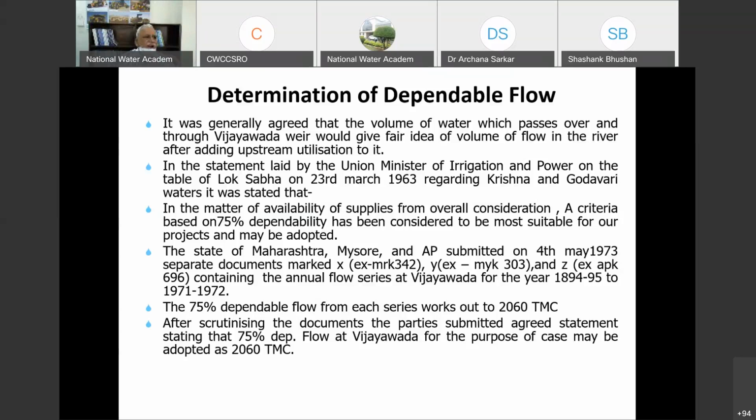The availability of the flow: across all three documents, the 75% dependable figure of all the three series comes to 2060. This is notable, to what extent the judges were interacting with engineers and how the figures were derived. So in general, there is an agreement that 2060 is the 75% dependable availability up to Vijayawada.